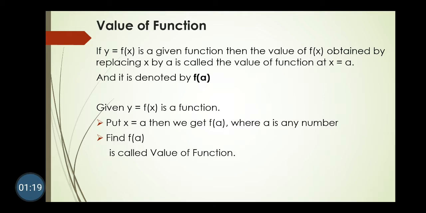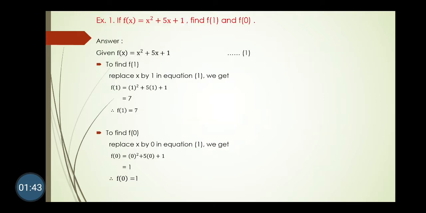So in procedure form, given y is equal to f of x is a function, the first step is: put x is equal to a, then we get f of a, because we replace x as a, where a is any number. Then find f of a, which is called the value of function. Now we'll start the examples based on value of function.